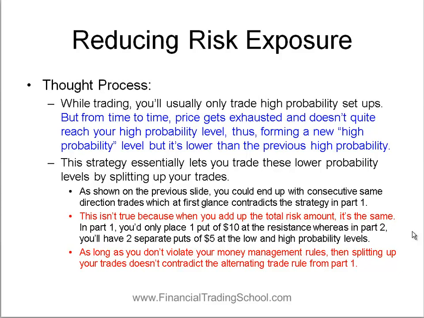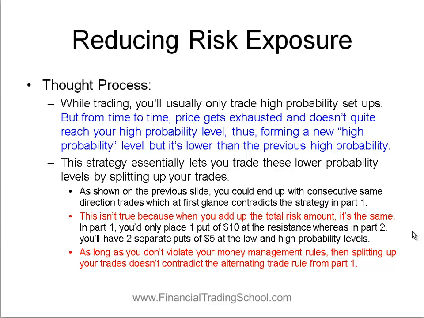As shown on the previous slide, you could end up with consecutive same direction trades, which at first glance contradicts the strategy in Part 1. This isn't true because when you add up the total risk amount, it's the same. In Part 1, you'd only place one put of $10 at the resistance level, whereas in Part 2, you'll place two separate puts of $5 at the low and high probability levels.